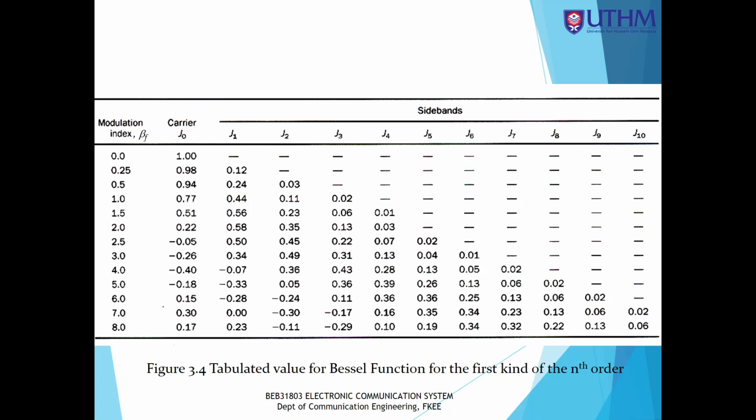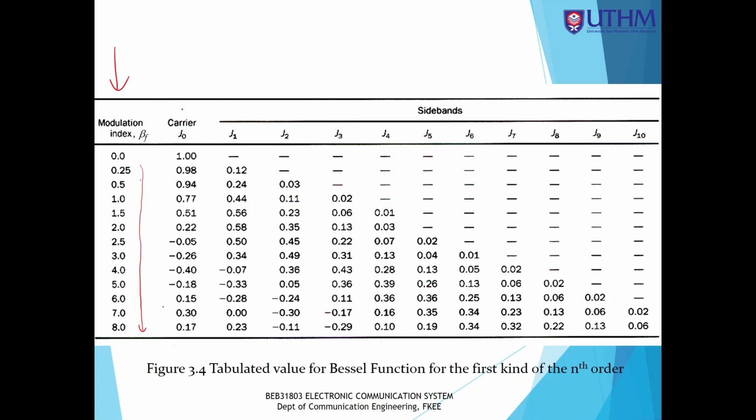So this is the Bessel table. Normally in the final exam we will give you this table, so you need to understand what this actually is. Perhatikan class, listen carefully. The first column is what we call the modulation index, the beta f parameter, starting from 0 until 8. That means from lower to higher values.